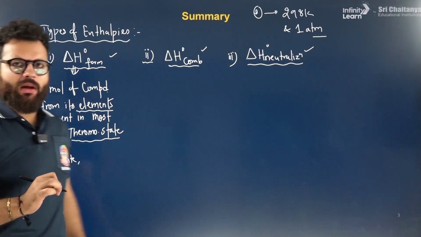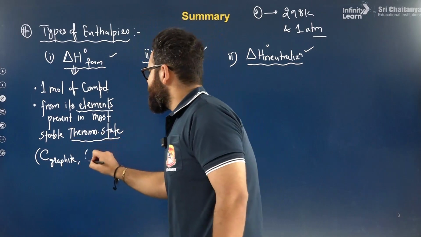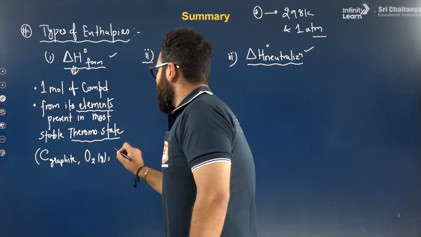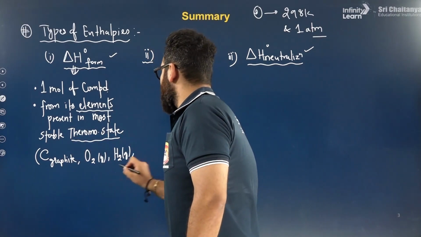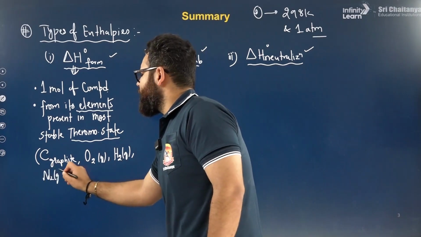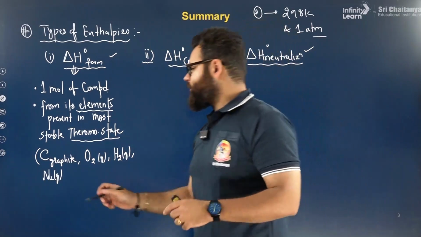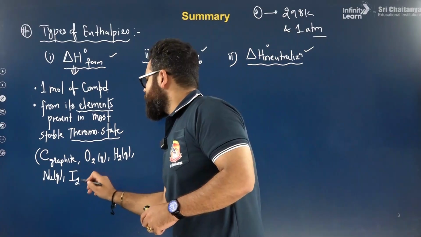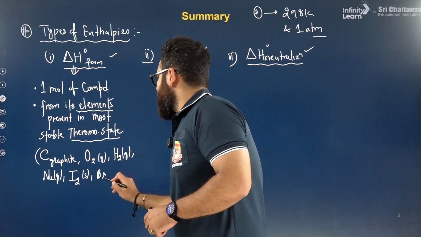You have to learn this. Graphite is the most stable form of carbon. Oxygen is O2 gas. For hydrogen, it is H2 gas. For nitrogen, it is N2 gas. Most of them you would have seen. Some exceptional ones are iodine as I2 solid, bromine as Br2 liquid.